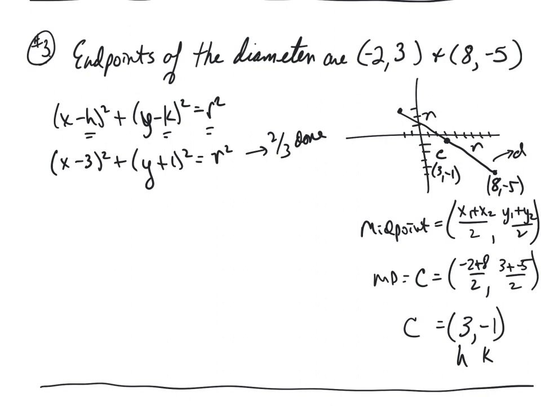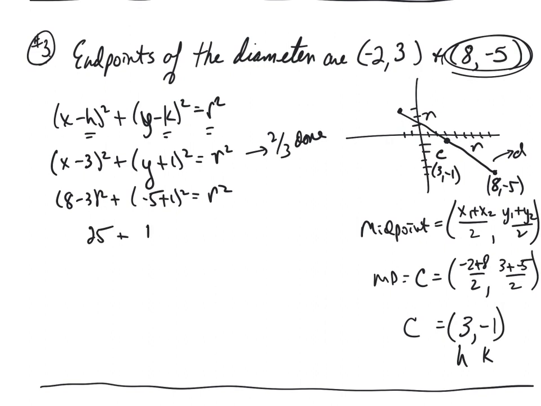So if we just want to pick one of the points, let's just for the heck of it use (8, -5). We could replace x with 8 and y with -5. And that allows you to solve for r squared because that's the only variable left. So 8 minus 3 is 5, and 5 squared is 25. Negative 5 plus 1 is negative 4, and negative 4 squared is 16. 25 plus 16 is 41.